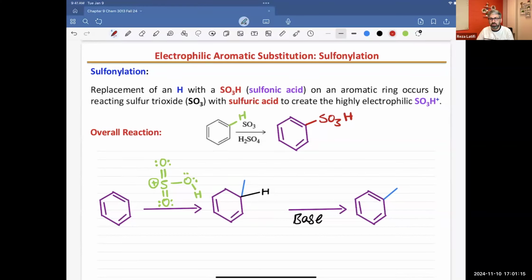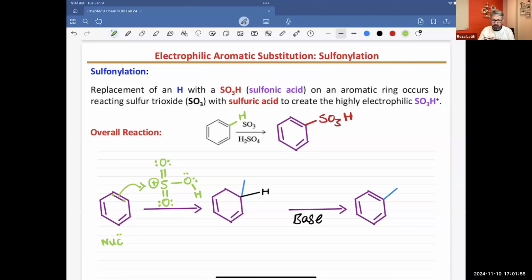That's going to give us a very reactive electrophile, and that's going to be SO3H with a positive charge. As you see, because sulfur has a positive charge, this species is not going to be stable, so it can attack the ring, or the ring will share electrons with it. Our ring will be the nucleophile. From the electrophile's side, you can call it the electrophilic attack, but from the ring side, you can call it nucleophilic.